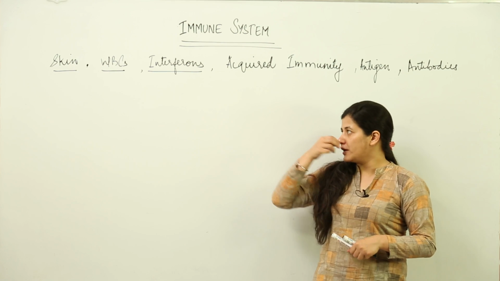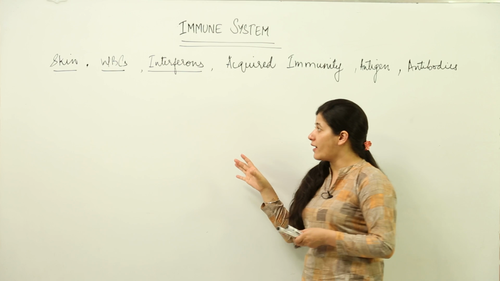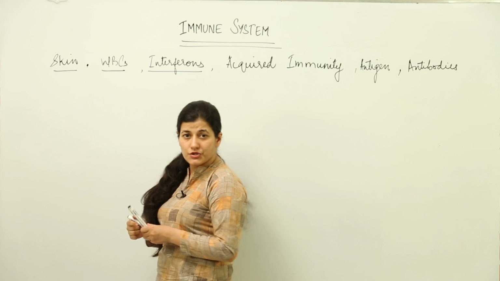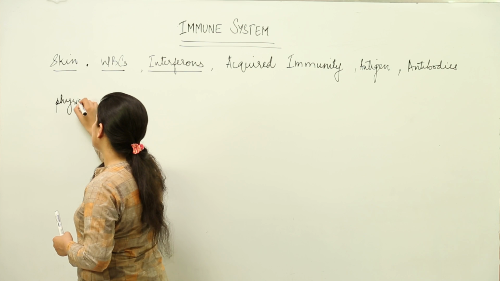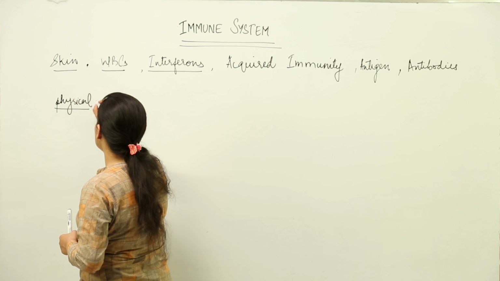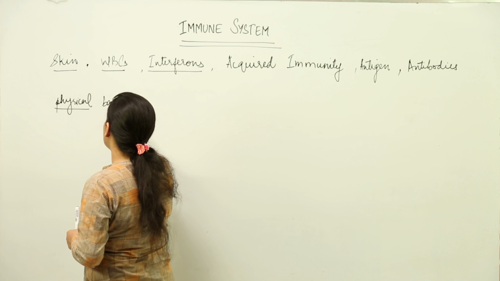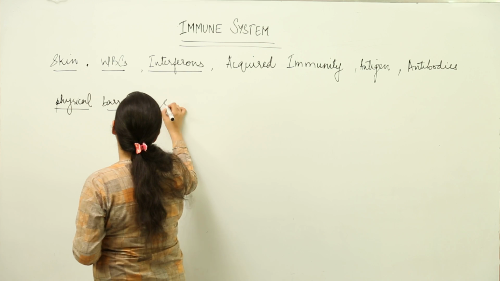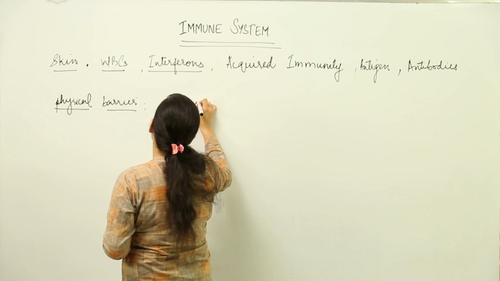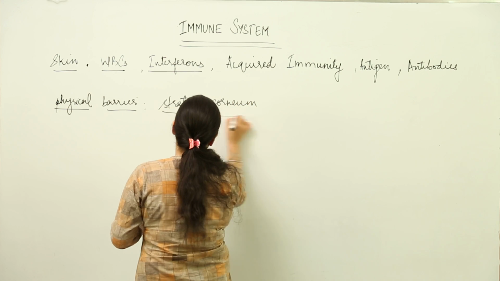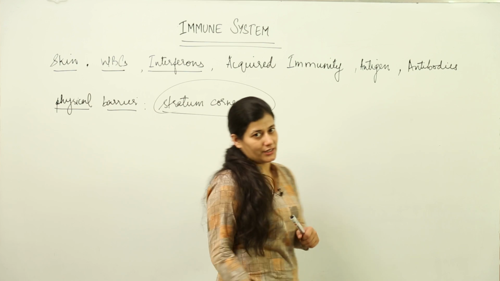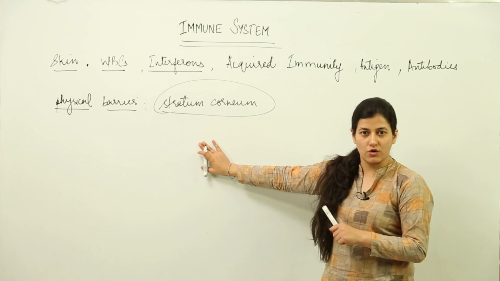And we talk about skin in this. Skin provides the physical barrier to the bacteria, and of course it is a local defense system. It is the physical barrier, and the layer of skin known as stratum corneum works against the infection of bacteria. This is to be remembered in the case of skin.